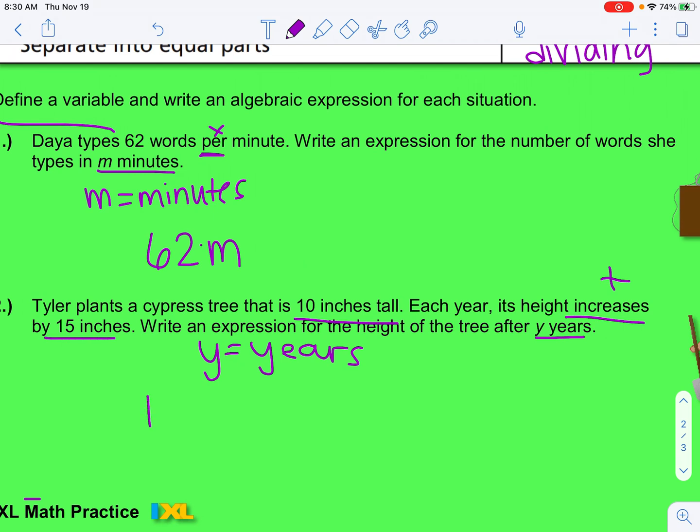When Tyler plants the tree, it's 10 inches tall. It already came with some height. But each year its height is increasing. So increasing means I'm adding. And it's increasing 15 inches every year. So do we know how many years the tree has been growing for? We don't, so we need to take 15 times y.